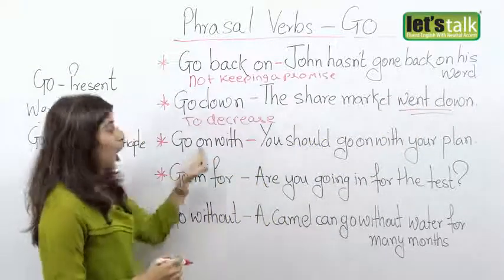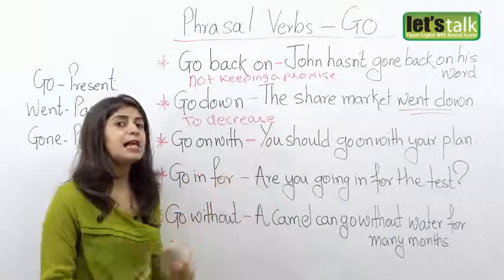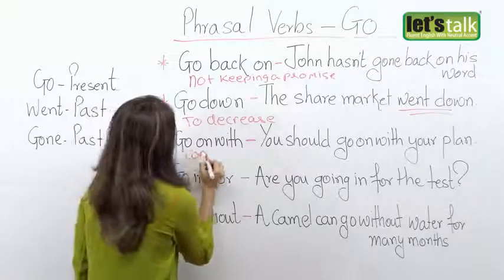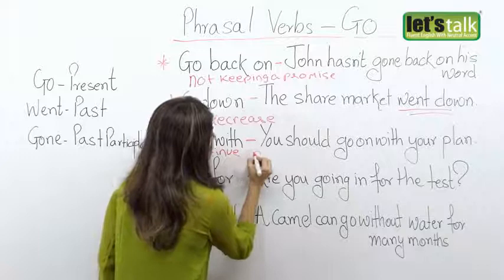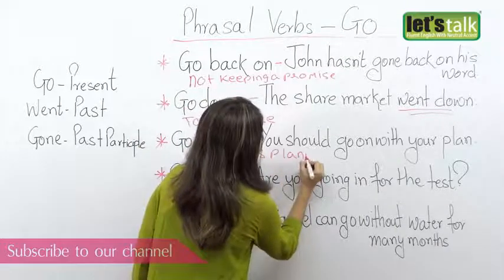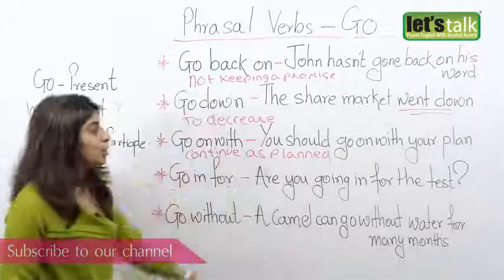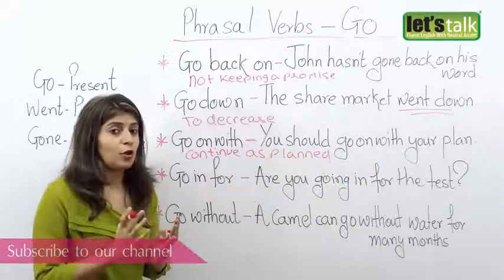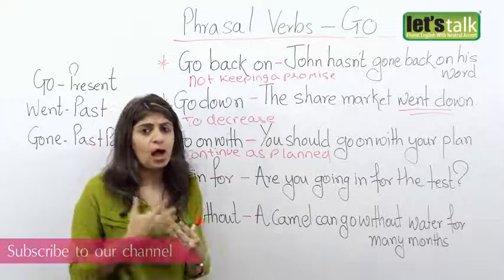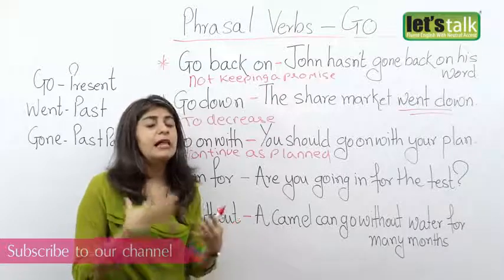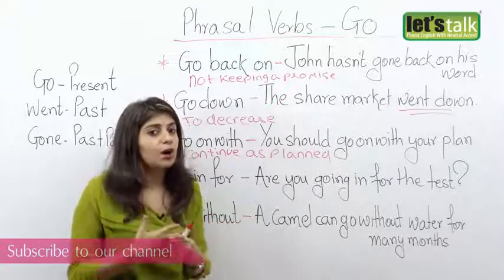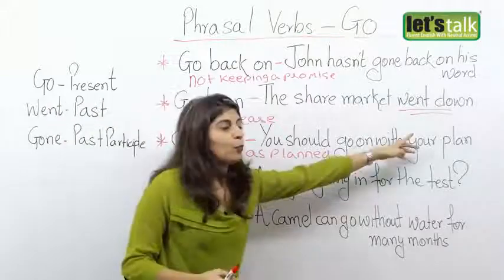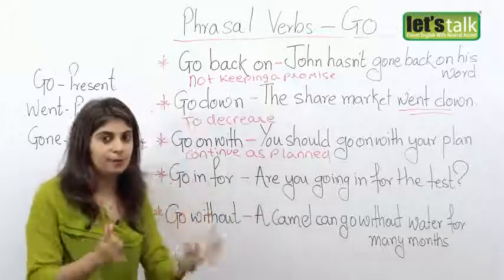Then we have go on with. Go on with means that whatever is planned, you continue with it, okay? Right? So we have an example: you should go on with your plan. You should go on with your plan means maybe something is being planned, maybe your friends have planned a trip and you are not able to go. So that's exactly the reason why you're telling your friends that they should go on with their plan. So just do it as per the plans.